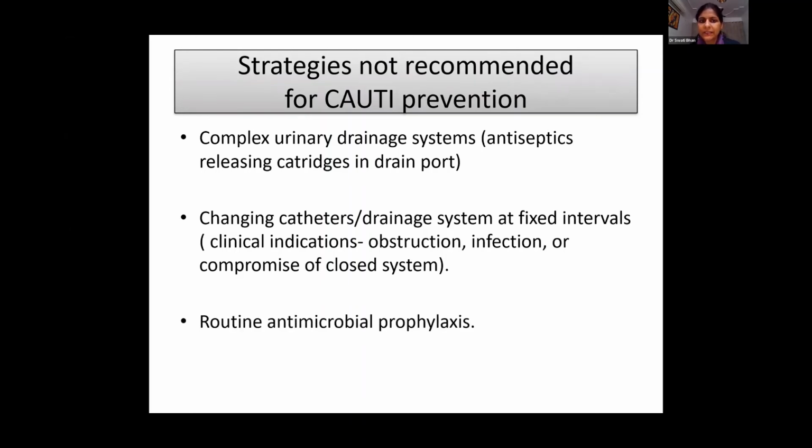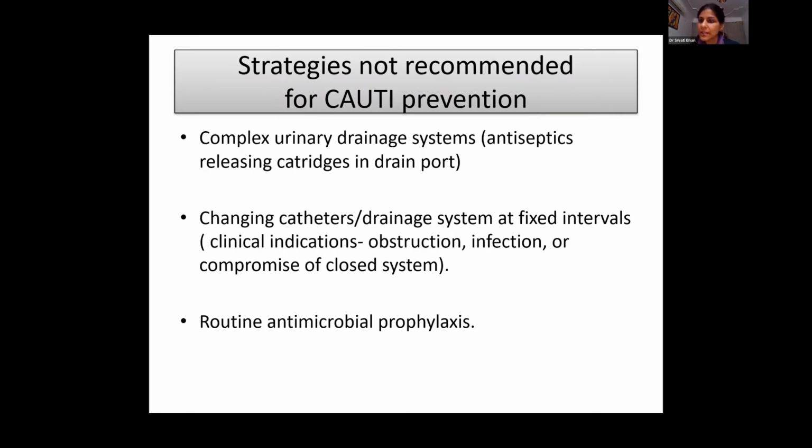Now, strategies not recommended for CAUTI prevention: complex urinary drainage systems like antiseptic-releasing cartridges and raincoats are not required. Changing the catheter or drainage system at fixed intervals will not prevent CAUTI. Only if there is a clinical indication like obstruction, infection, or compromise of the closed system do you need to change the catheter.